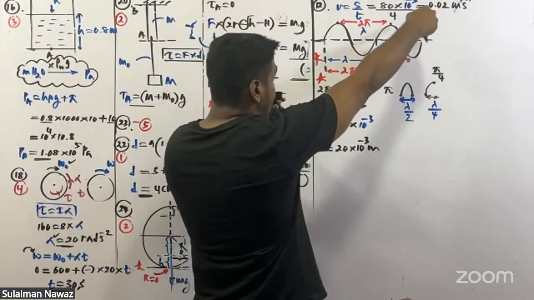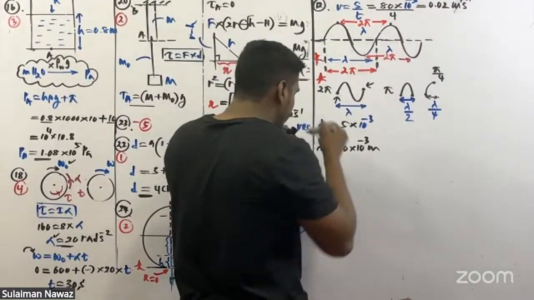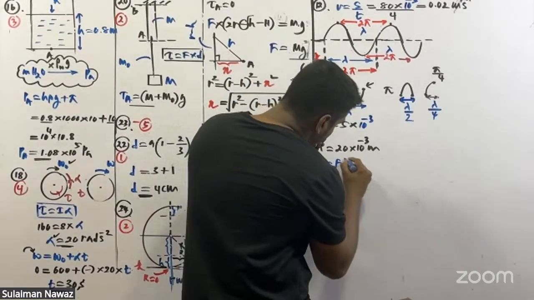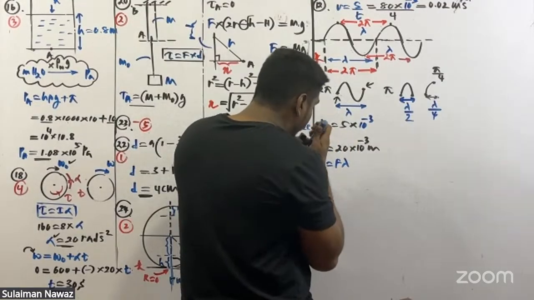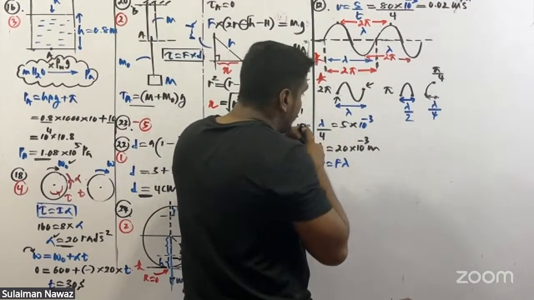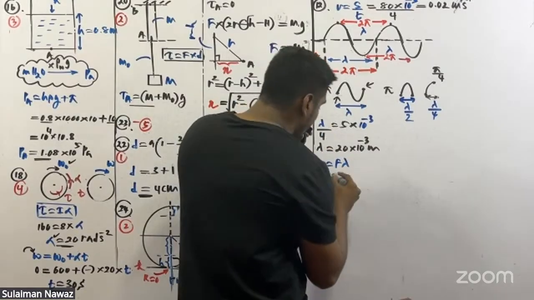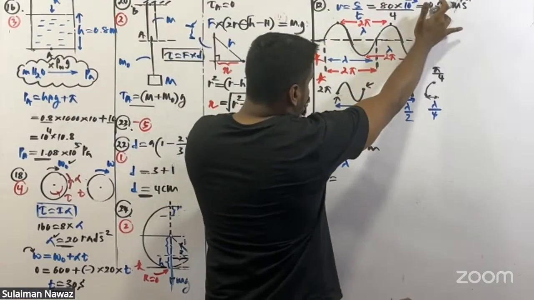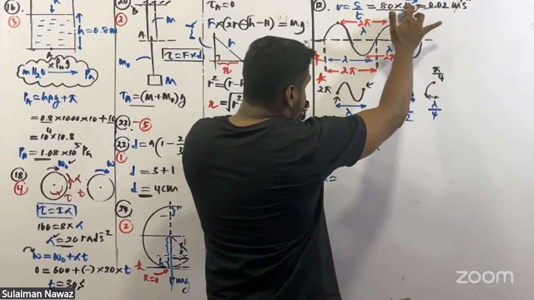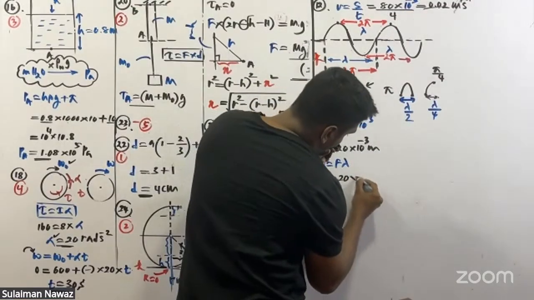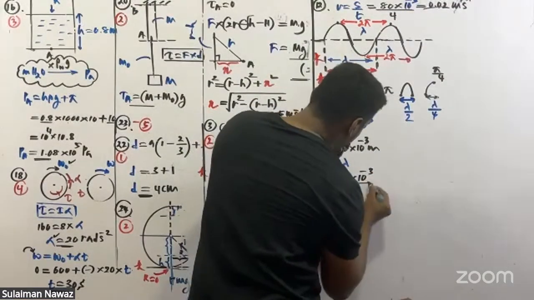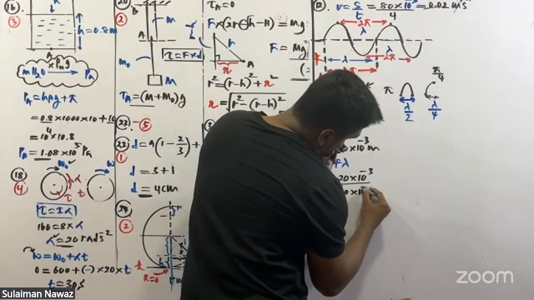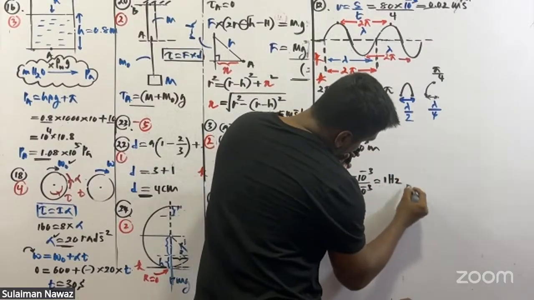I know the speed is 0.02. They are asking for the frequency. The equation is v equals f lambda, so f equals v over lambda. Speed is 0.02, which means 20 times 10 to the power minus 3, over the wavelength, which is also 20 times 10 to the power minus 3. The answer is 1 hertz.